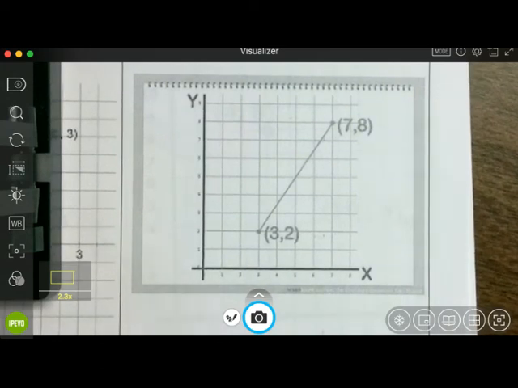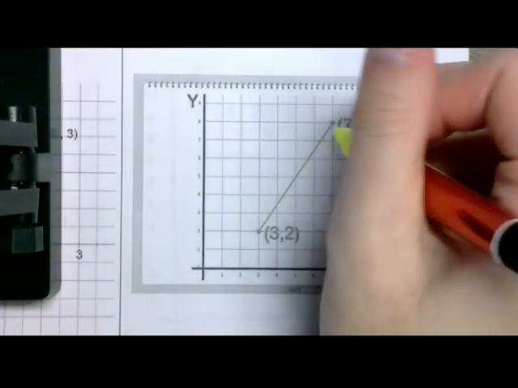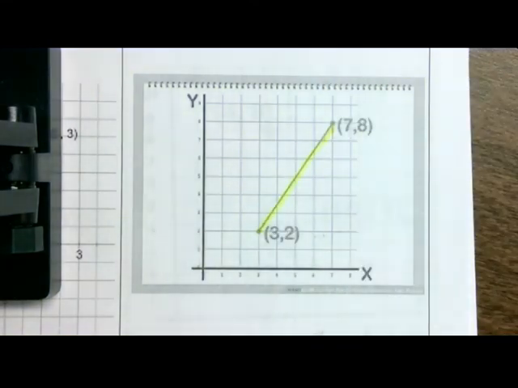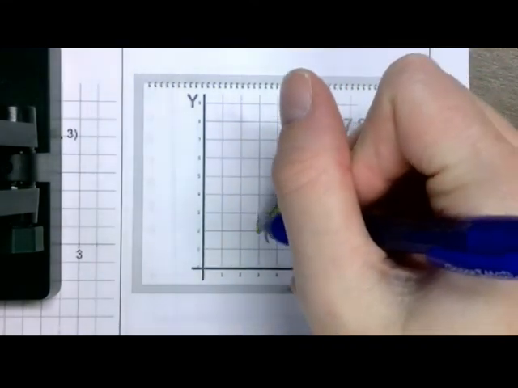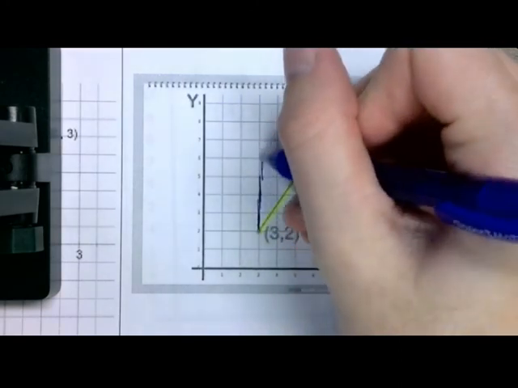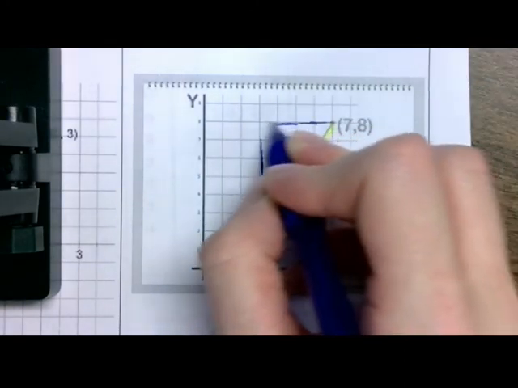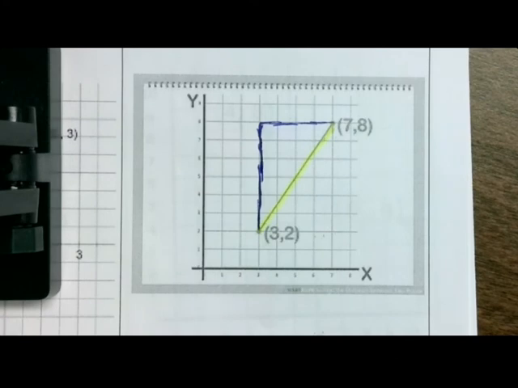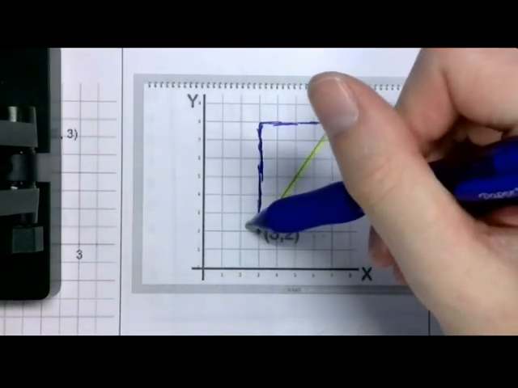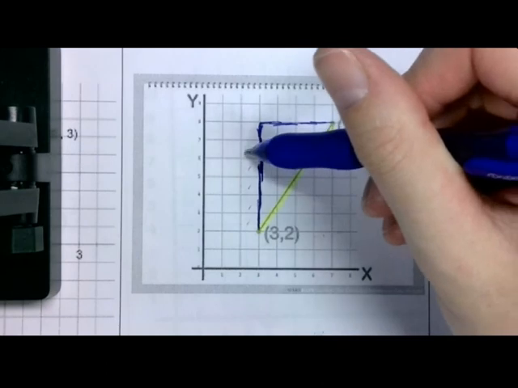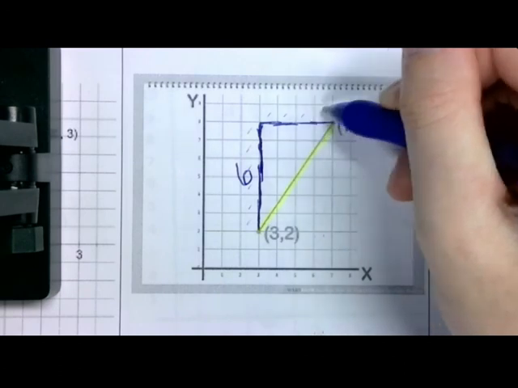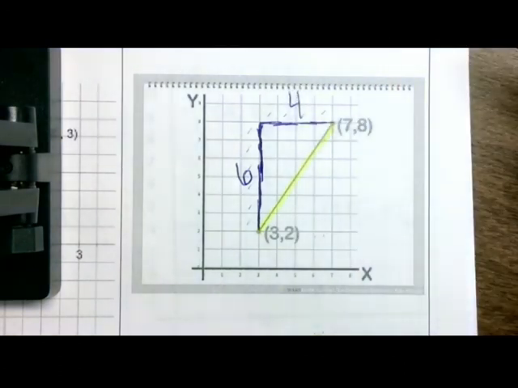All right, so if we keep looking at this, again, you are finding the distance here. So if we make our triangle, if we connect those 2 points using those lines and make that triangle, then we can count the boxes. So 2, 3, 4, 5, 6. So we have 6 up and down. 1, 2, 3, 4. 4 left to right.